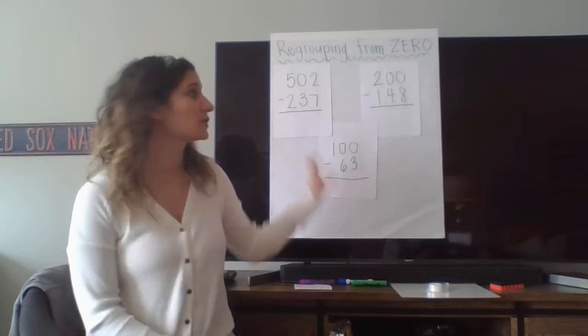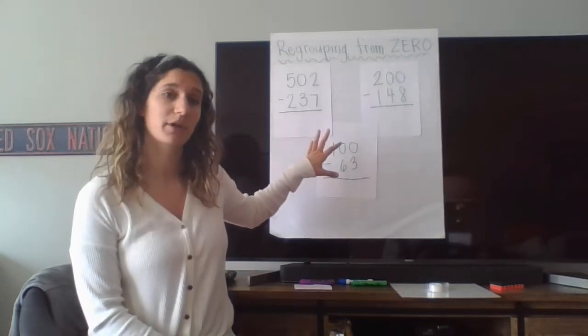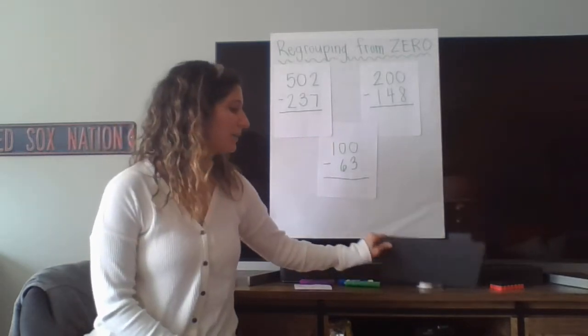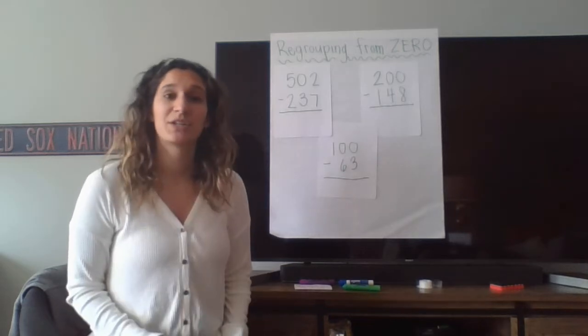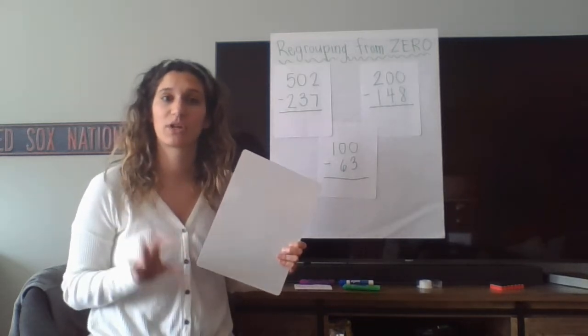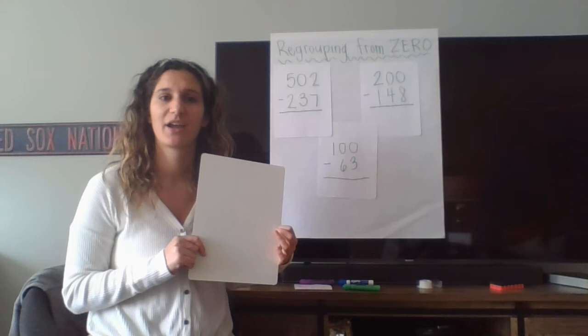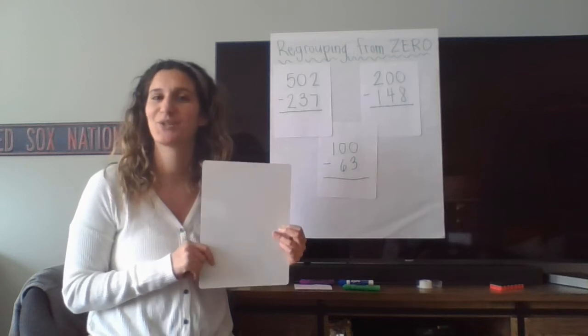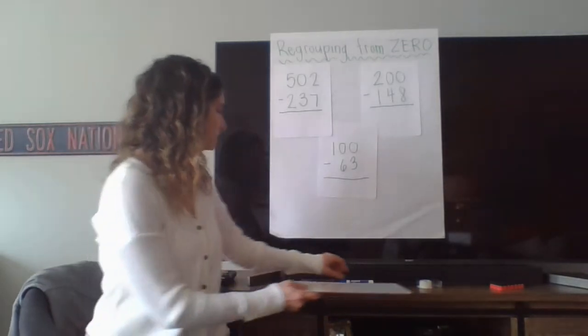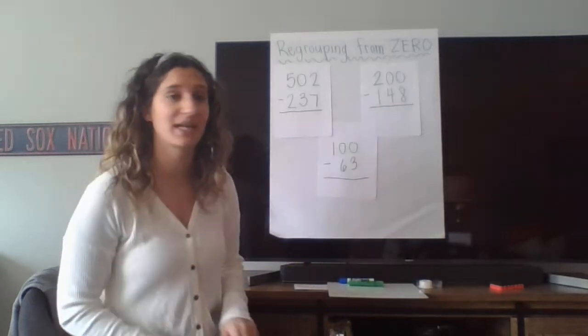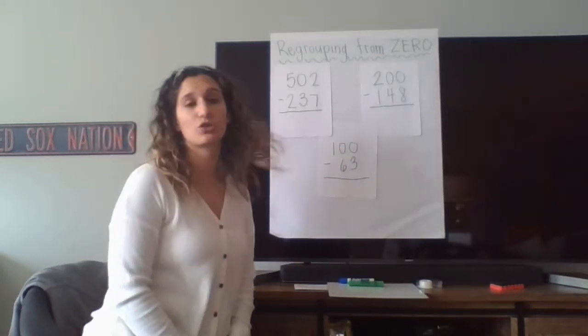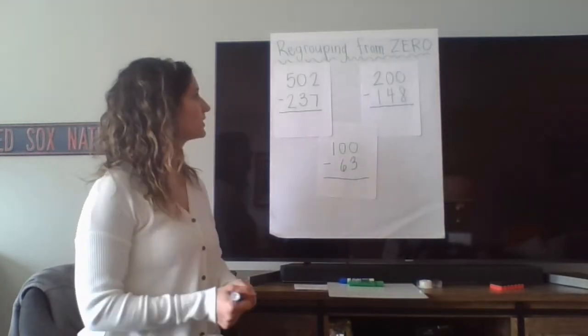So what we're going to do is first we're going to practice together up here. And then I'm going to give you some problems to solve. And when you do that, I want you to pause your screen, solve it, and then we'll come back together and we'll solve it together and we'll see how you did. Okay? So, first question we have today is 502 minus 237.